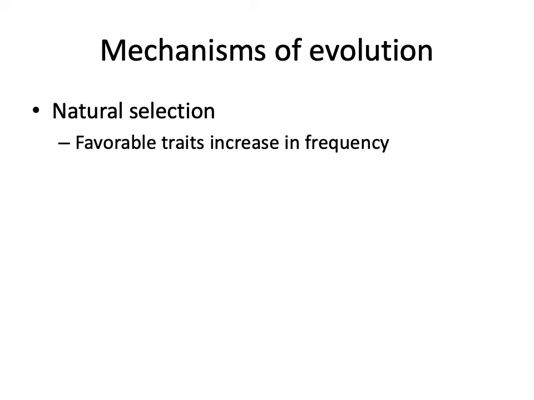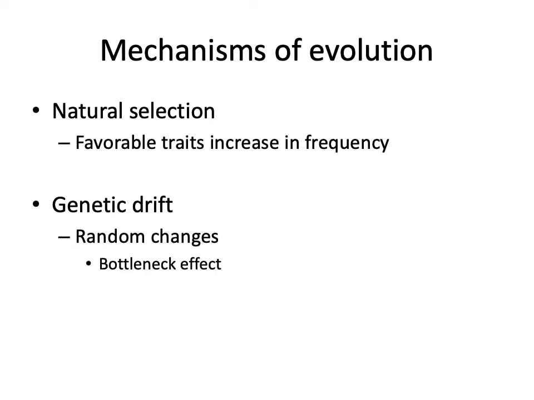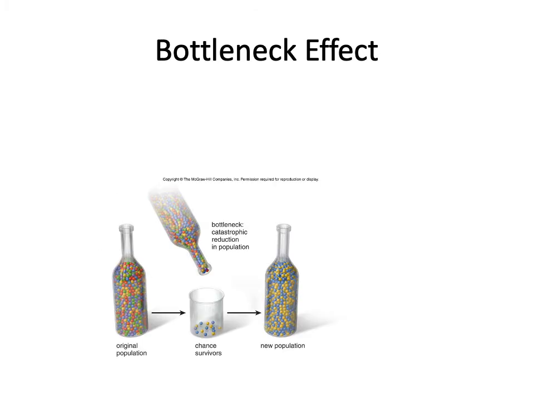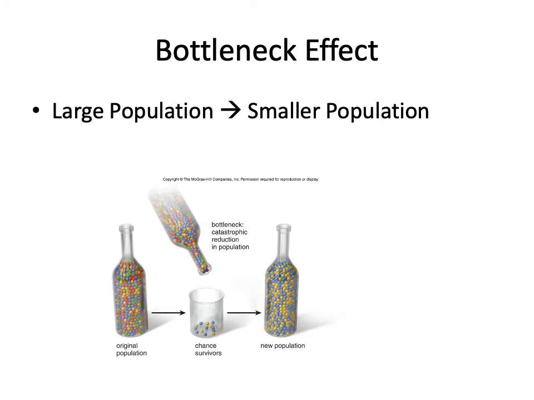There are also some random changes that occur through time. And these random changes are called genetic drift. A couple of examples of genetic drift include the bottleneck effect and the founder effect. In the bottleneck effect, a large population is reduced.